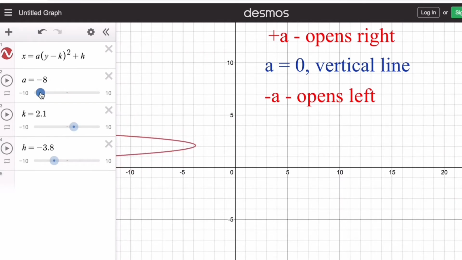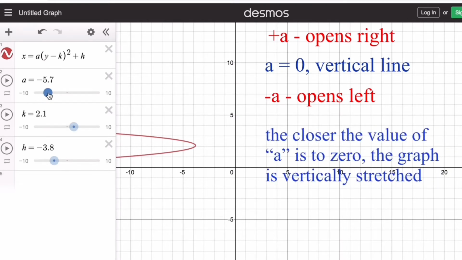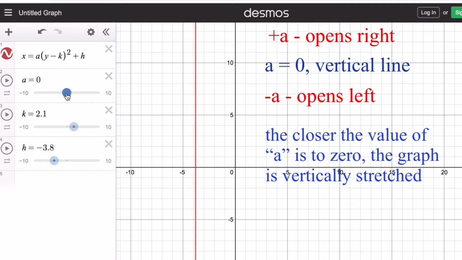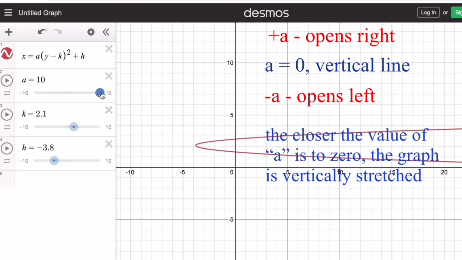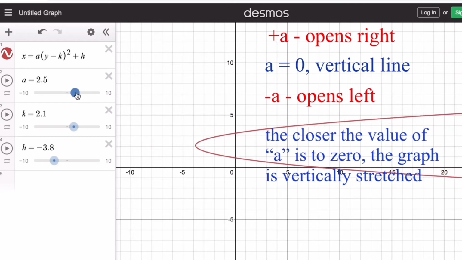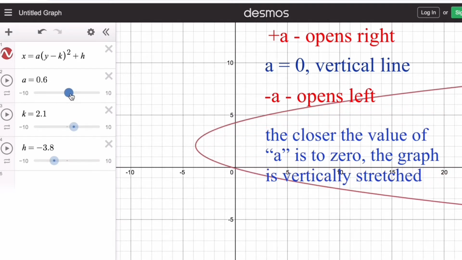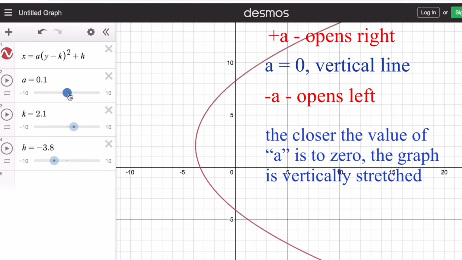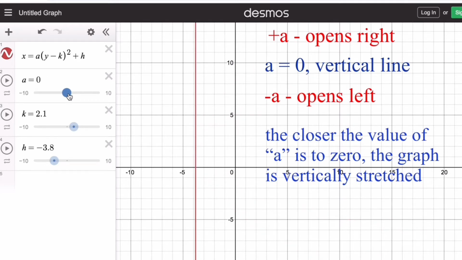We also remember that if the value of a gets closer to 0, the graph becomes vertically stretched. You can see the graph becomes more and more vertical, up to a point that at 0 it becomes a vertical line. Likewise, if we start from 10 and go towards 0, changing the value of a towards 0, we can see that the graph again becomes vertically stretched. That means it becomes more and more vertical, up to a point that it turns into a vertical line.